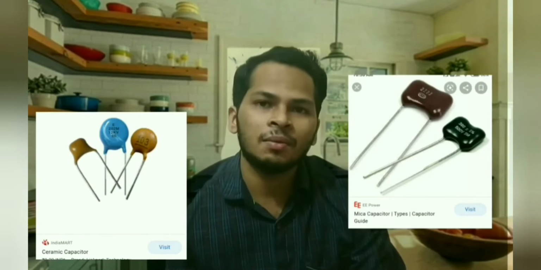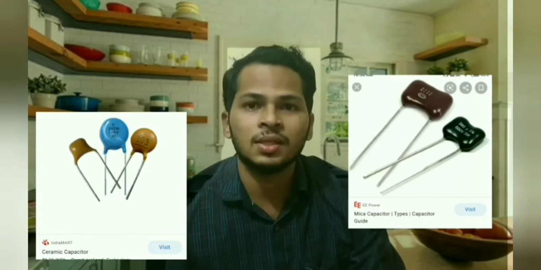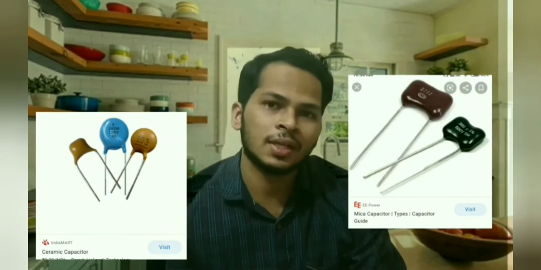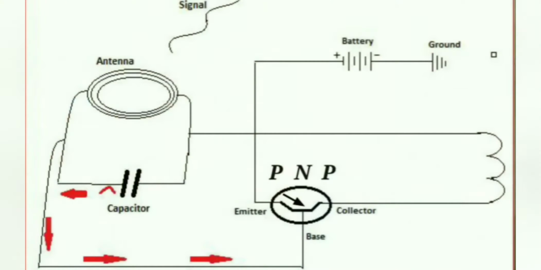A capacitor having high capacitance can receive high frequency signals, as well as a capacitor having low capacitance can receive low frequency signals. The positive half travels through this wire and comes to the base plate of the transistor. By the way, this is a PNP transistor.